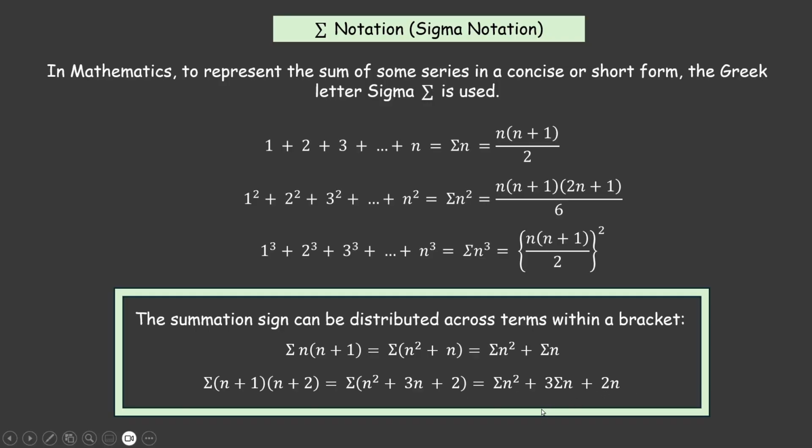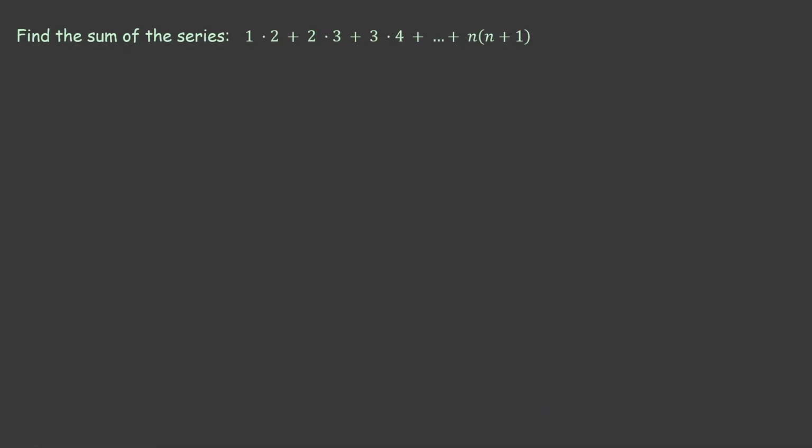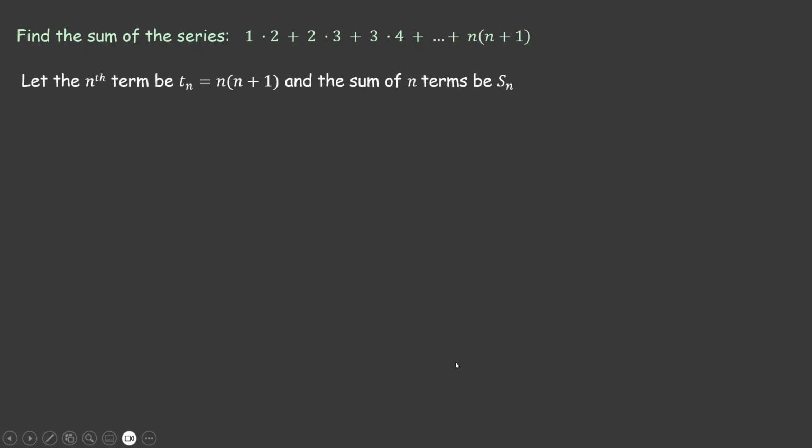Now let's use this and find the sum of the series 1 into 2 plus 2 into 3 plus 3 into 4 and so on till the nth term, n into n plus 1. Let the nth term be Tn. This is the nth term, n into n plus 1. And let the sum of n terms, all of these terms, be Sn. So basically Sn is equal to sigma Tn, that is sigma n into n plus 1.